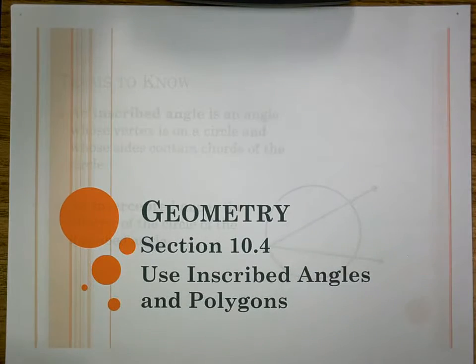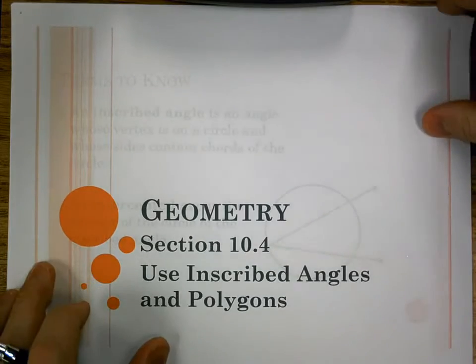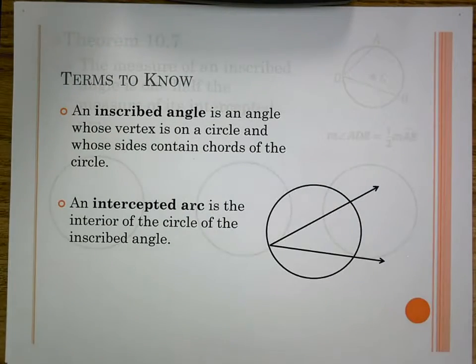So this video covers section 10.4, which is using inscribed angles and polygons. This is where we now go away from central angles, and we have a new type of angle called the inscribed angle. An inscribed angle is an angle whose vertex is on a circle, and whose sides contain chords of the circle.